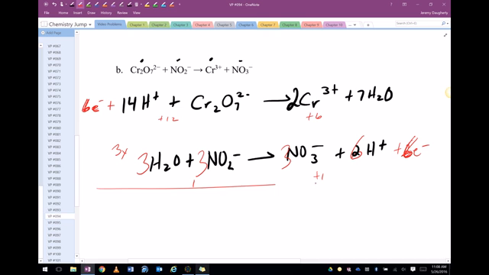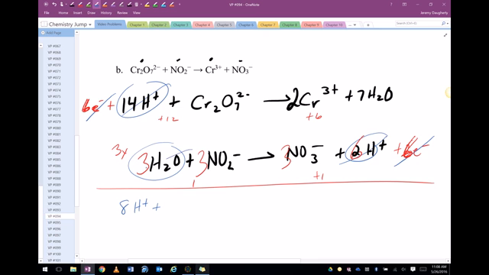Okay, and now I add them both up. So my electrons cancel out. They always have to cancel out. I can see the top is being reduced, the bottom is being oxidized. I've got 14 protons here, 6 there, so that's going to give me 8 protons on the reactant side. Let's see, I've got 3 waters here, 7 waters there, so that's going to give me 4 waters on the product side. Nothing else cancels out.